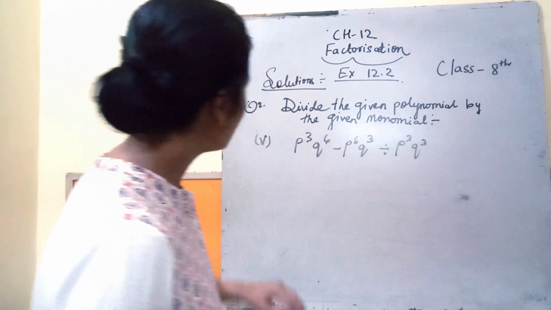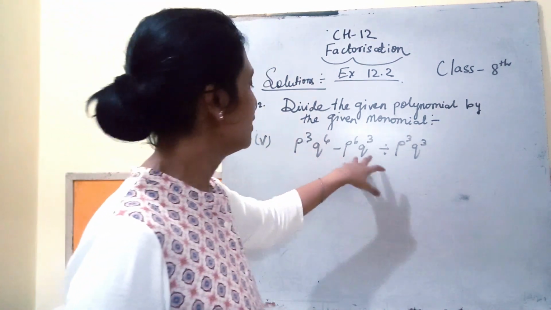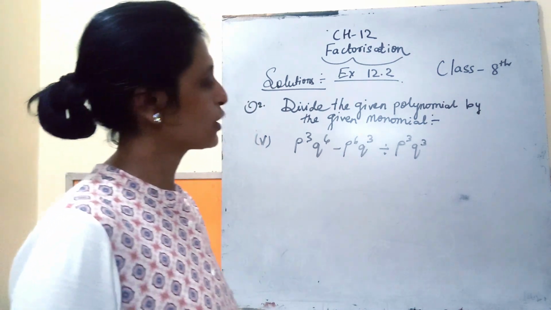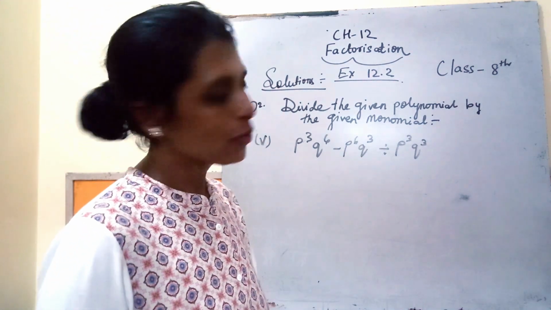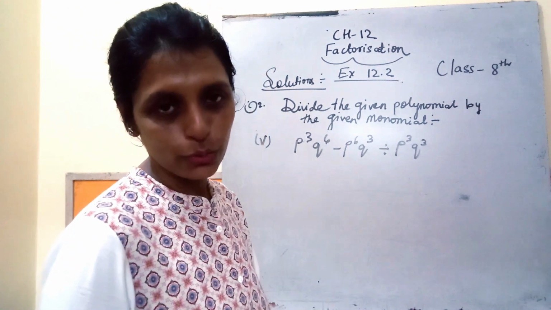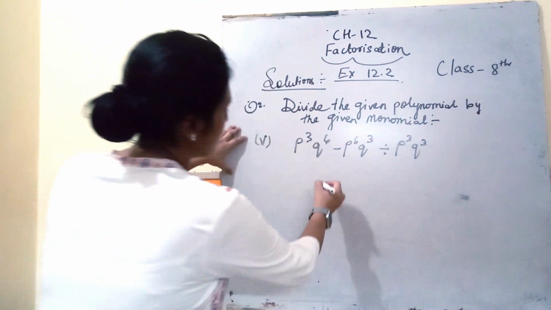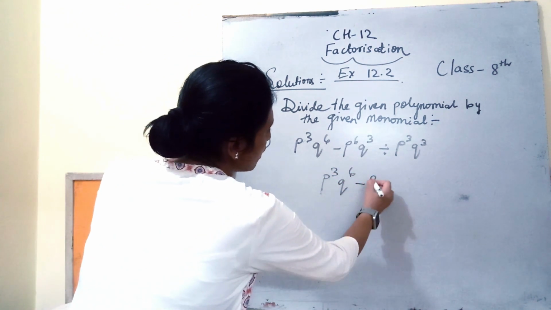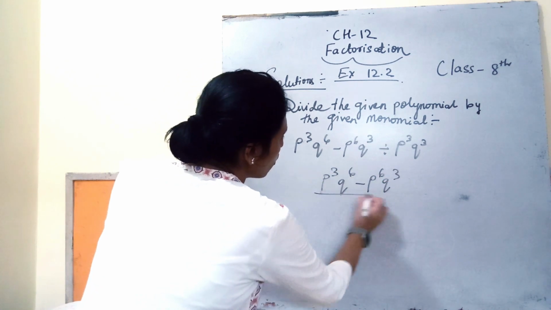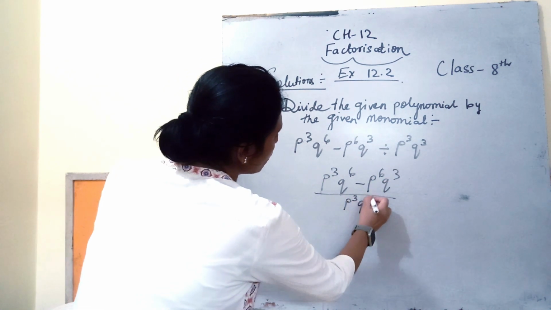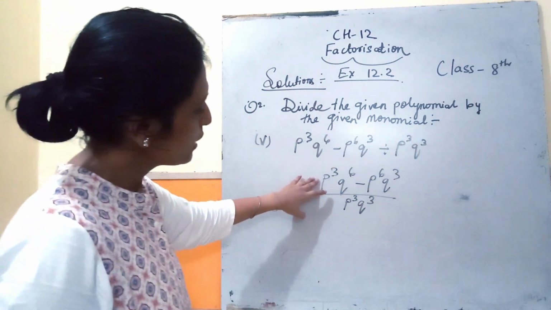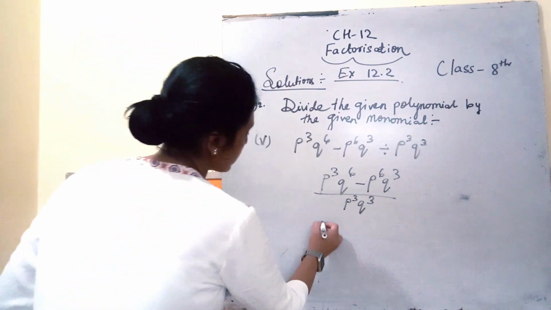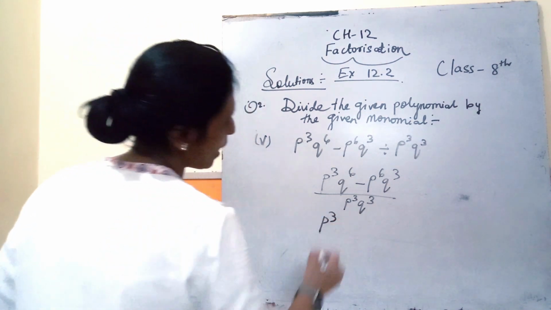Okay, in the last part we have to divide this binomial p cube q raised to power 6 minus p raised to power 6 q cube by the monomial p cube q cube. Okay, so we have to apply the same method. Here it is p cube, and in the second term it is p raised to power 6. So at least we can take p cube as common.